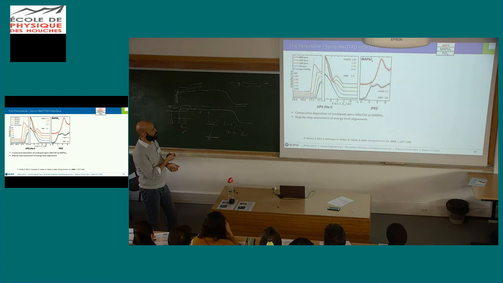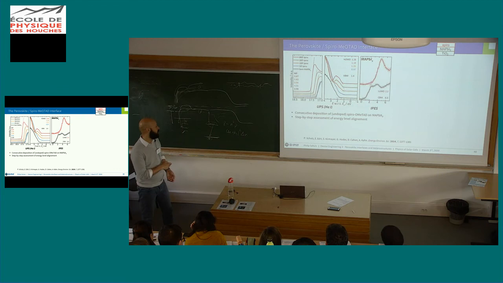I said yesterday these materials have very low density of states at the band edges, so they are very hard to fit. Maybe I have a small thing on this later. This gives you the valence band maximum. Now you start evaporating spiro-OMeTAD on top, making a thickening layer and repeating this measurement in order to build up and track the change of the work function and the alignment of the valence band and conduction band.